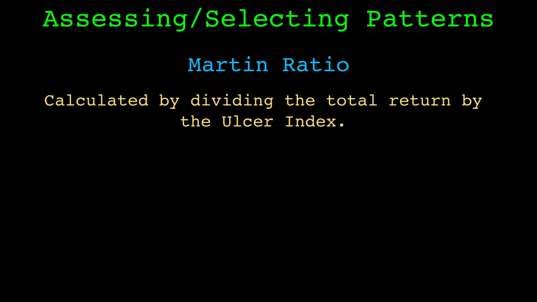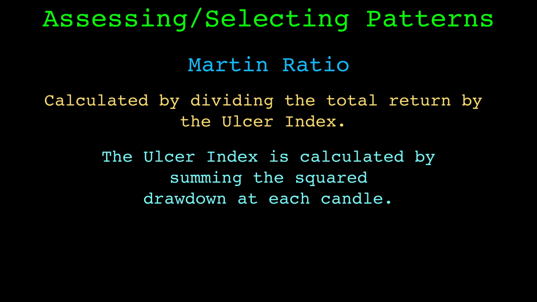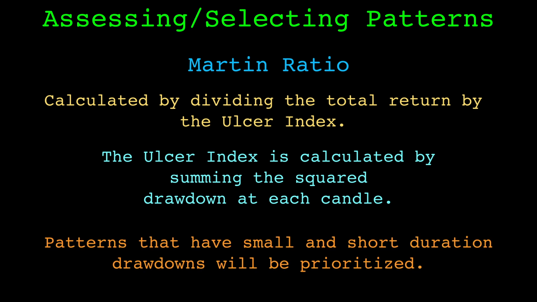The Martin ratio is calculated by dividing the total return by the Ulcer index. The Ulcer index is calculated by summing the squared drawdown at each candle in the dataset. This causes the Martin ratio to be punished by both the length and depth of drawdowns. If a cluster of patterns have smaller drawdowns or recover quickly from drawdowns, then they will have a higher Martin ratio. The developer of the Martin ratio has an excellent article describing it in detail, which I link below.